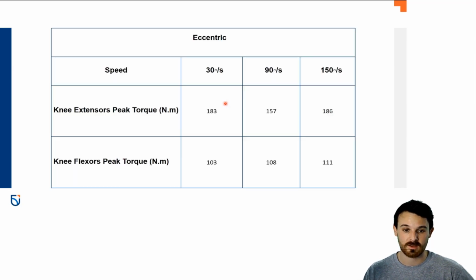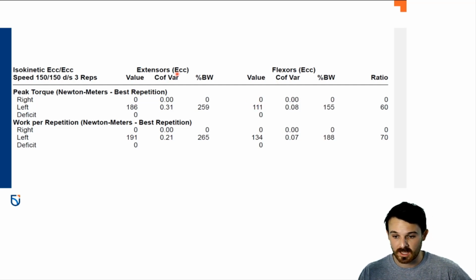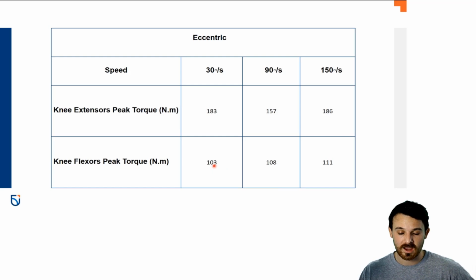If I just skip it like that, we'll check our 150 degrees per second here, our extensors, so our quads, back up to 186, and our flexors a little higher at 111. So if we write that in, we can see that our flexors had a very slight trend to increasing for our eccentric speeds as we increased eccentric contraction velocity. And then we had a little bit of a hiccup here, dropping about 26-ish Newton meters down in our knee extensors, but then it popped right back up.